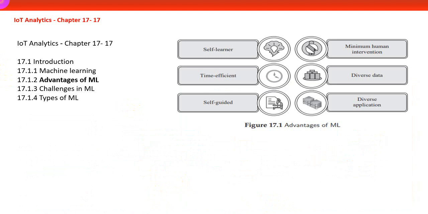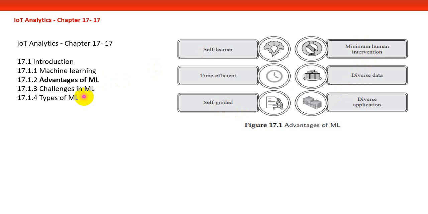Then if you come to the advantages of machine learning: self learning, I mean automatically it will take a decision. Time efficient, means it can take the decision quickly. Self guided, yes, it will take decisions on its own. It will drive on its own. That's the point you have to understand. Minimum human intervention, that is why we are implementing all these things, something like that.